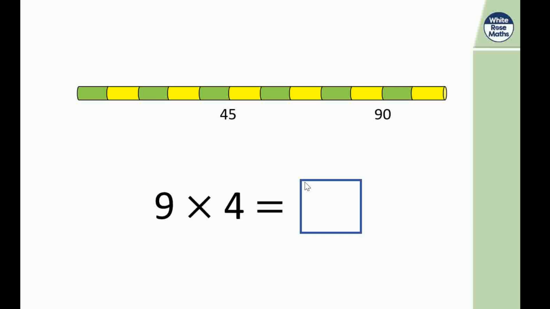9 times 4. Okay, does anybody know the answer before we begin? 36, right. Do you know where it would go? If I get my pen, it wouldn't go here, would it? Because this is 9. Would it go here, here, or here on the stick? Here, right? So this is 36. Okay, this is just to show that you know where on the number line it would come.